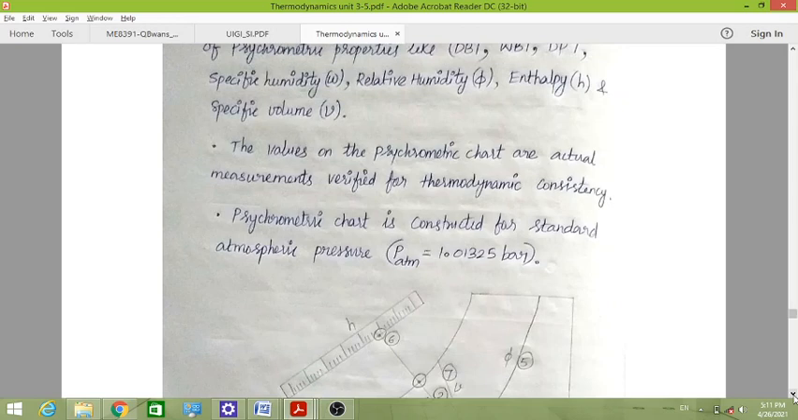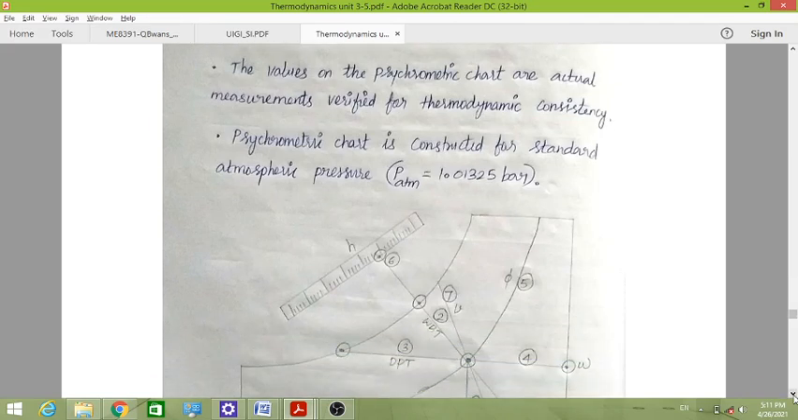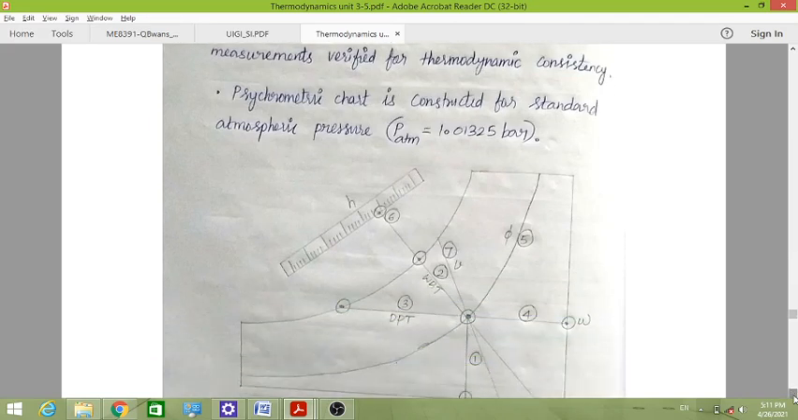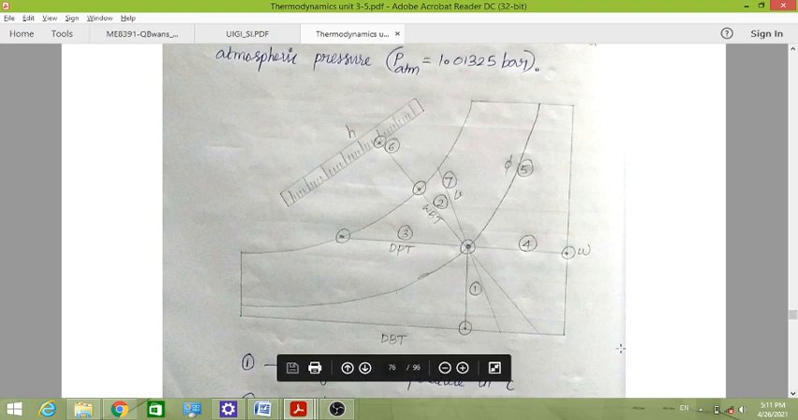The values on the psychrometry chart are actual measurements verified by thermodynamic consistency. All these things have been carried out under atmospheric pressure, 1.013 bar. So a simple psychrometry chart will look like this. I will show the original psychrometry chart shortly, and for explaining purposes we have drawn it like this.